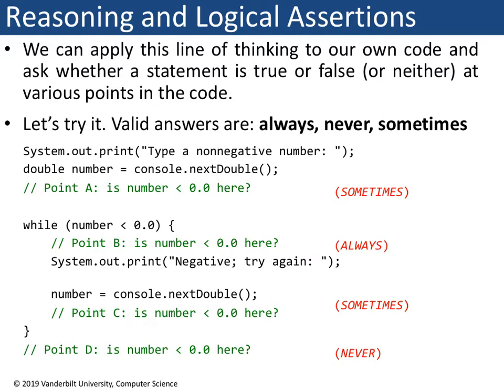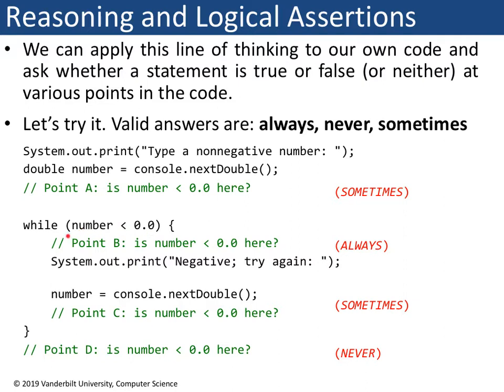Notice what this code is doing. The user has been prompted for a non-negative number, and they've typed something in. But based on our assertions, we can tell we actually don't know if they typed in a negative number or not. They may have typed a negative number. But when we enter this loop, we know that they had typed a negative number. So if this test had failed, when we get to point D, we know that we are no longer dealing with a negative number.